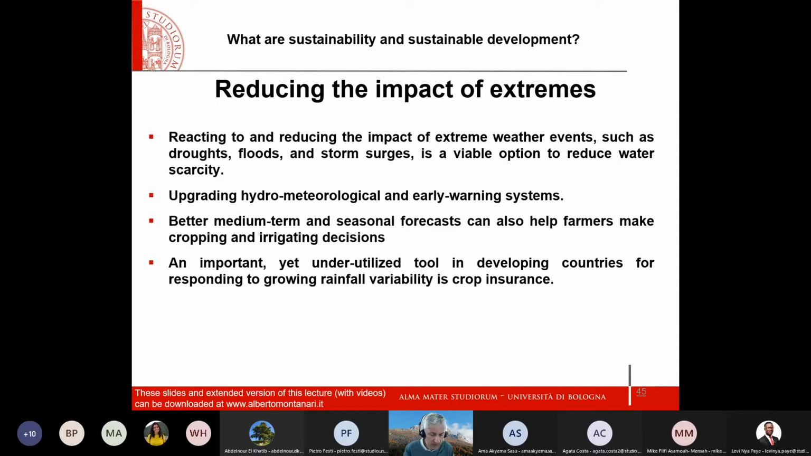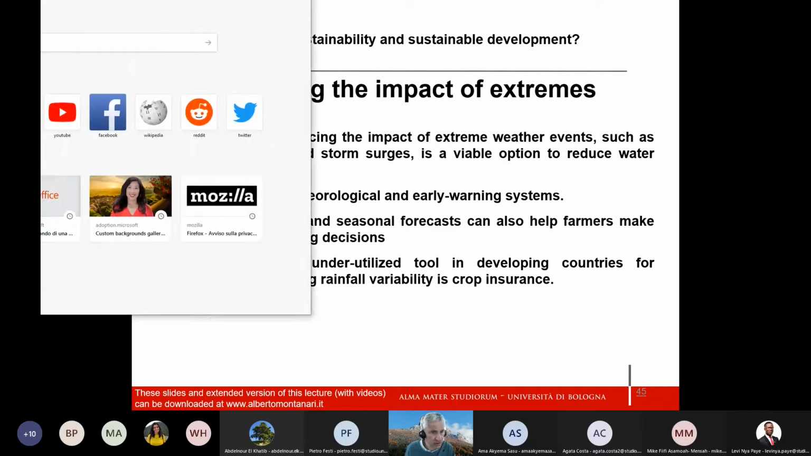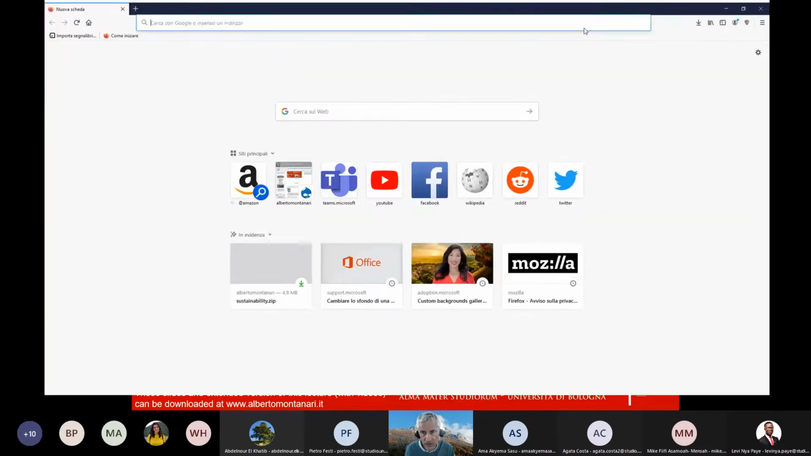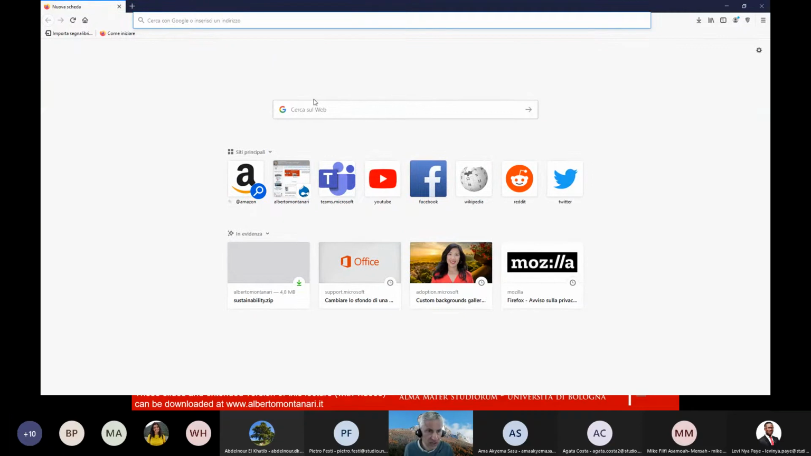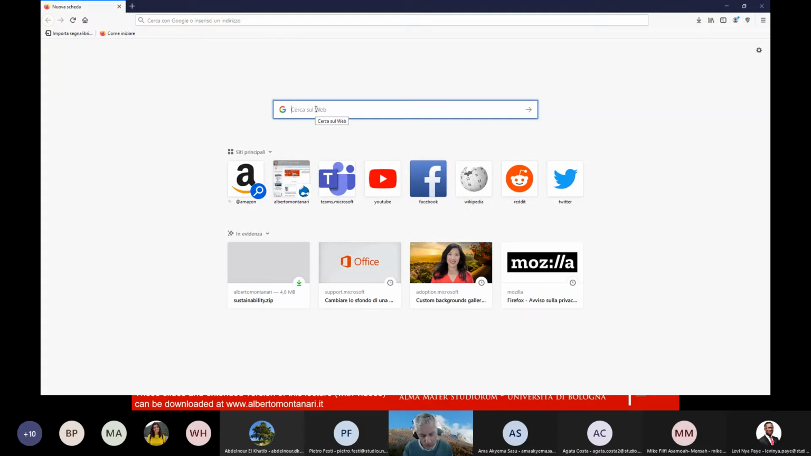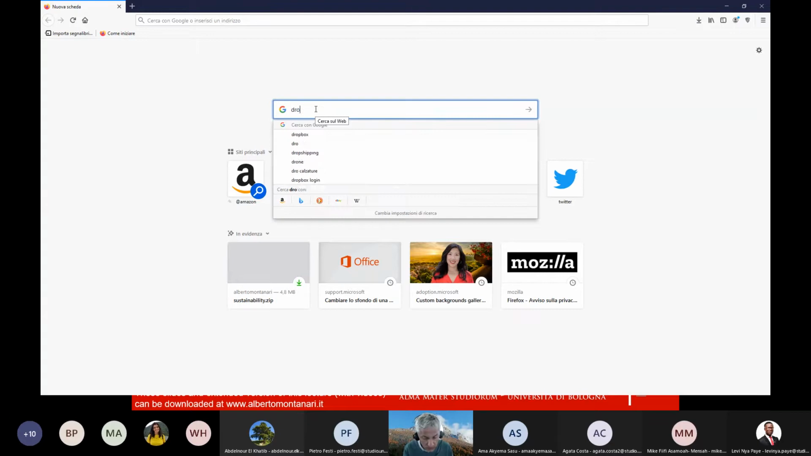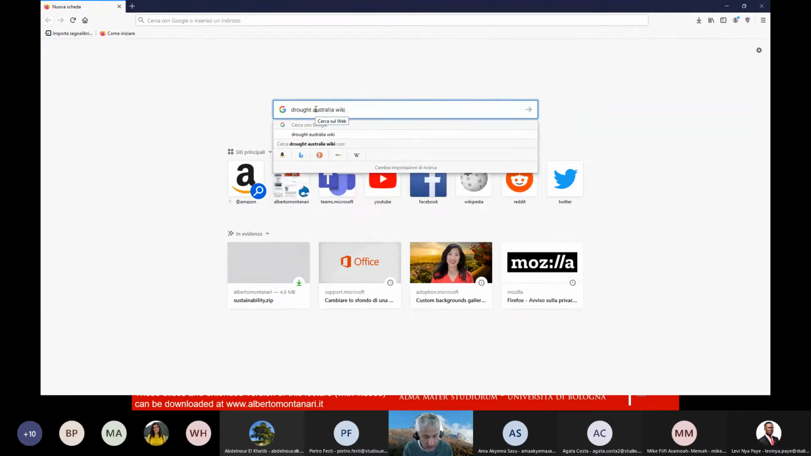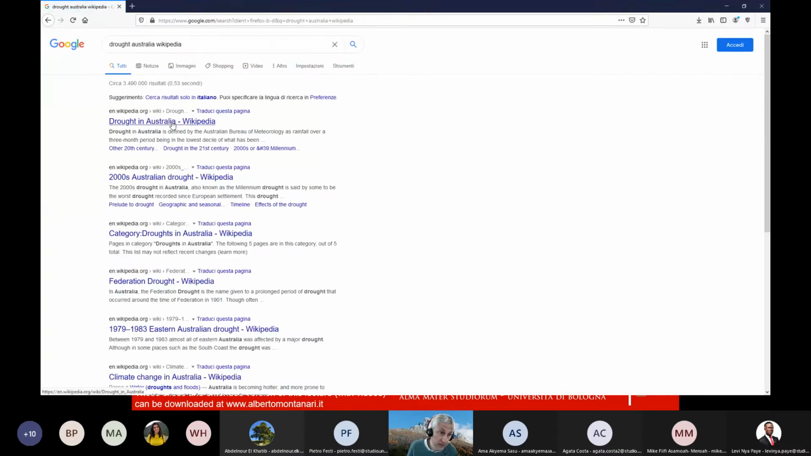So let me open a browser and show you how. I think there are these links in my web pages, but I just want to give you directly a suggestion if you want to get additional information. If you look in Google for drought Australia and Wikipedia, we jump directly to a source that is available and reliable. Wikipedia in English is reliable. Wikipedia in the native languages, you have to be careful. You see drought in Australia, Wikipedia. Let's open it.